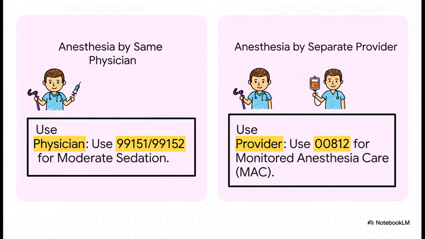So when it comes to anesthesia, the million-dollar question is, who provided it? If the same physician doing the colonoscopy also administers moderate sedation, you'll be using codes 99151 and 99152. But if a separate anesthesia provider, like an anesthesiologist, is in the room providing monitored anesthesia care, then their service is billed with a totally different code, 00812.